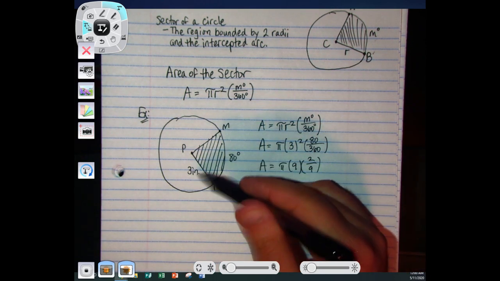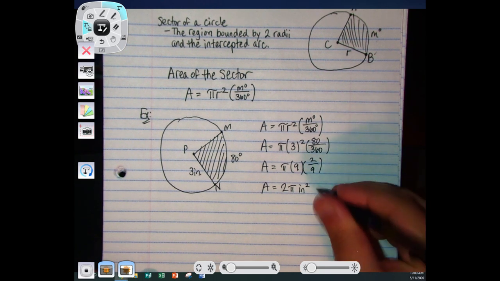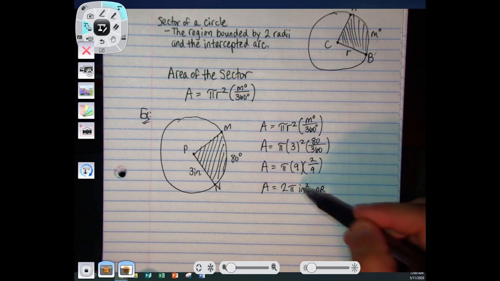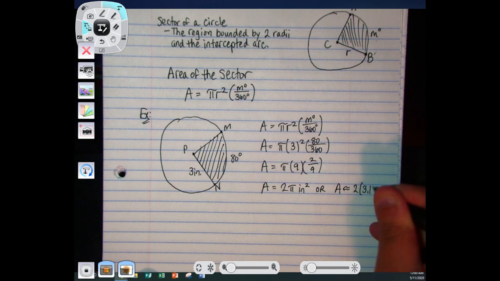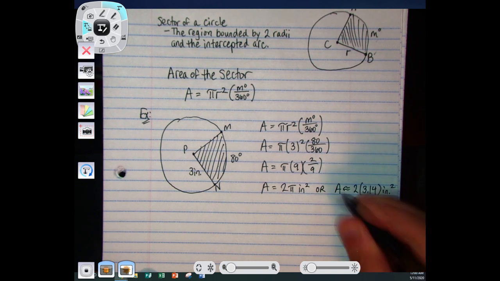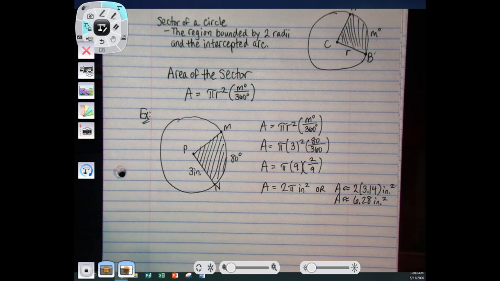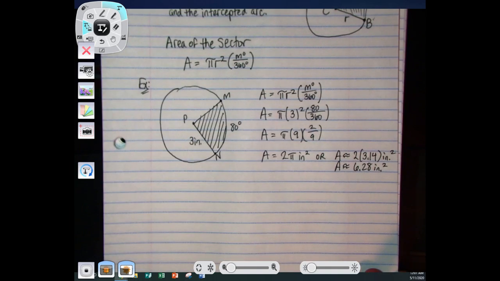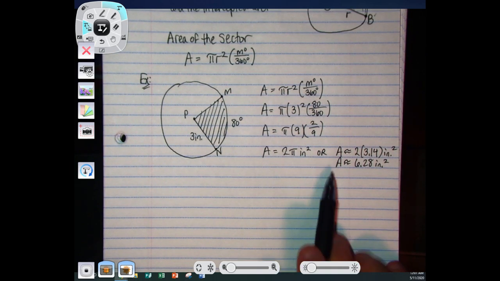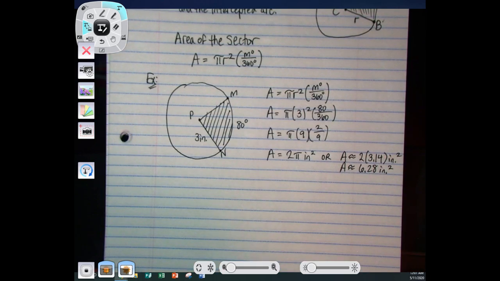And again, notice that because I used inches, we know that the area is inches squared. Or you can also say, okay, well, if I wanted to find the decimal for this, I know pi is approximately 3.14, so it'd be 2 times 3.14. So my area would be approximately equal to 6.28 square inches. All right, so we'll do one more example just to take a look. So again, with this, you can write your answer either way. You can write it in terms of pi, or you can write it as an approximation of a decimal. Either way would be fine.